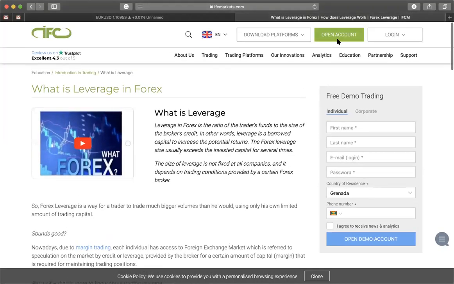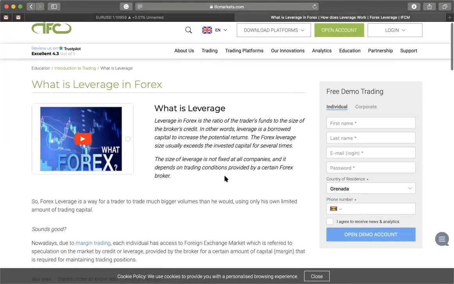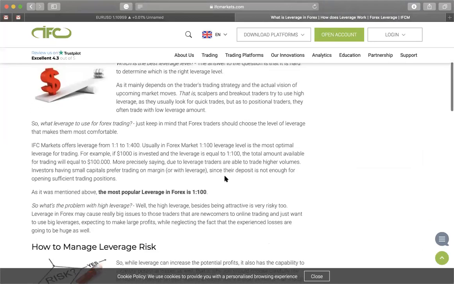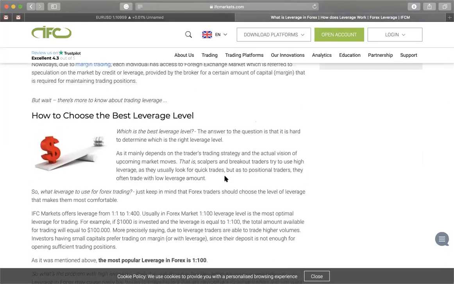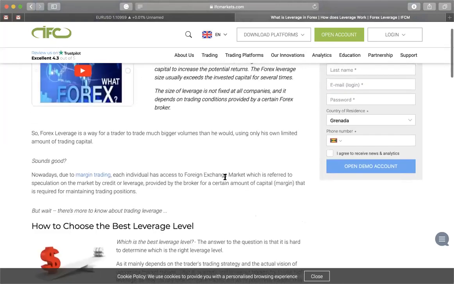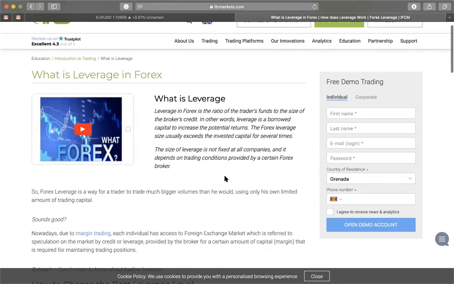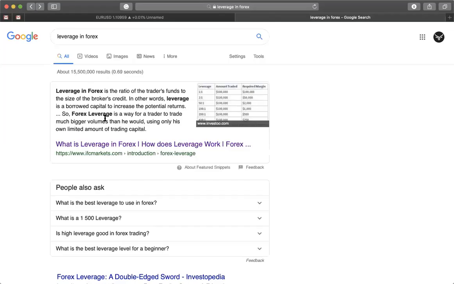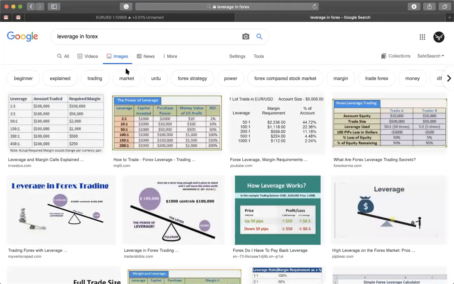And if you want to do extra research on the stuff that I explained, you just Google it. Let's see. I thought they had a little cute picture here. Anyways, let's go to images.